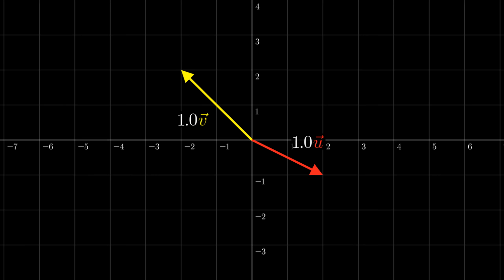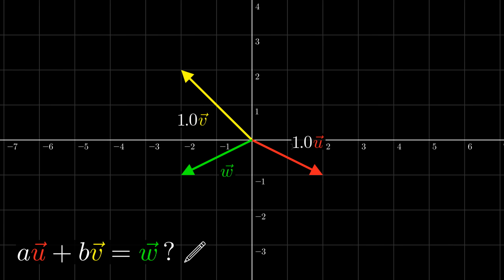What about these 2 vectors? What vectors can we reach from these 2? For instance, try to make this vector from u and v. This one is quite a bit harder than the previous ones, but you should still try to figure it out for yourself. There are many ways you could solve this.